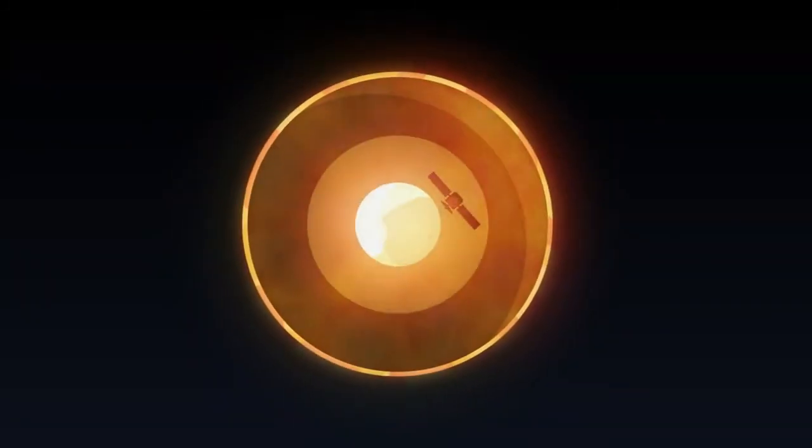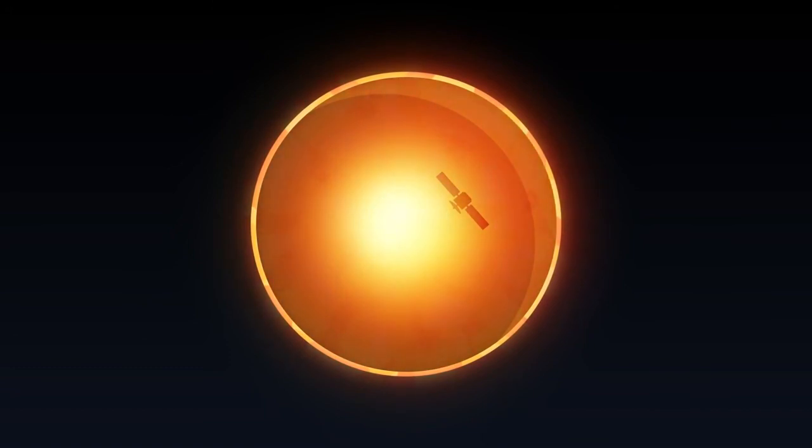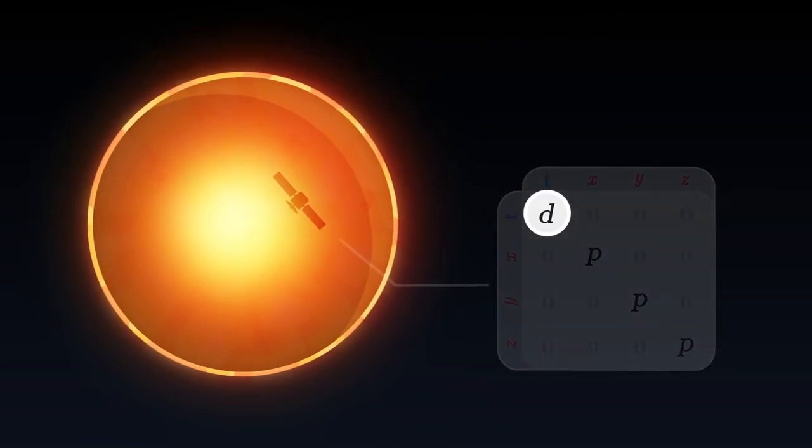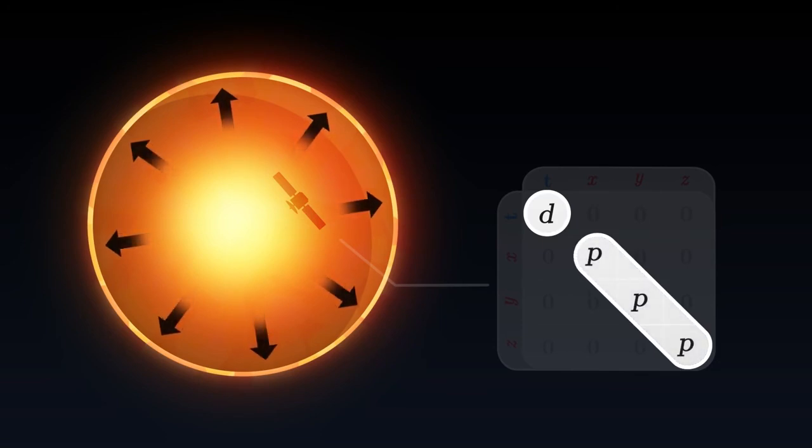If we consider that the sun is formed by a perfect fluid, without viscosity, and at equilibrium, then the tensor contains only an energy density related to the mass of the sun, and a pressure directed outwards, which prevents it from collapsing in on itself.